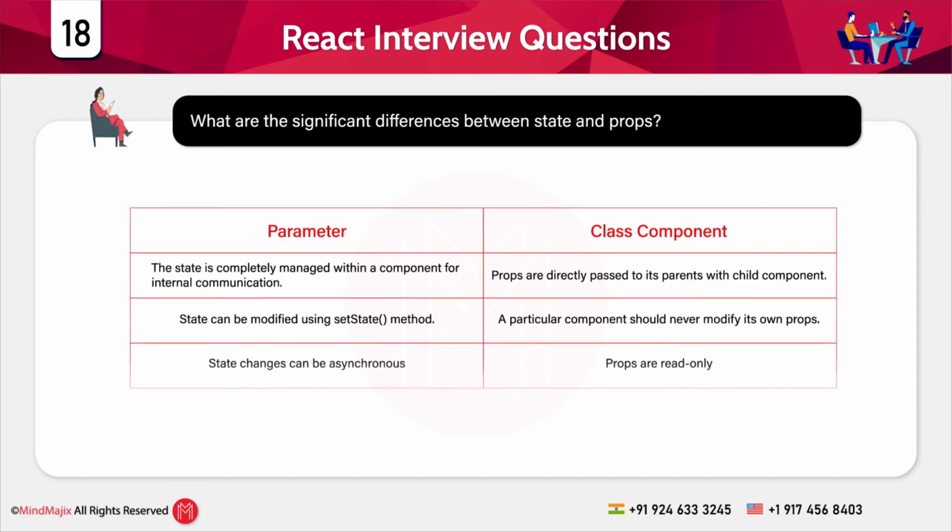These are the differences between state and props, as you can see on the screen. The state is completely managed within a component for internal communication, whereas props are passed from the parent to the child component. The second point is, state can be modified using the setState method. If you talk about props, a particular component should never modify its own props. The third point is state changes can be asynchronous, whereas props are basically read only. So these were some of the differences between state and props.